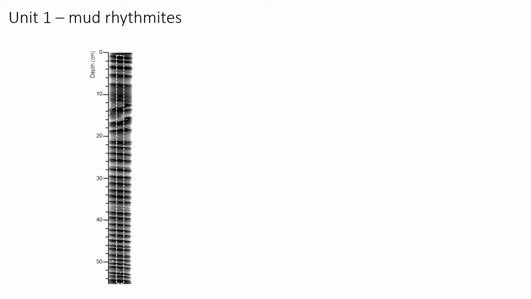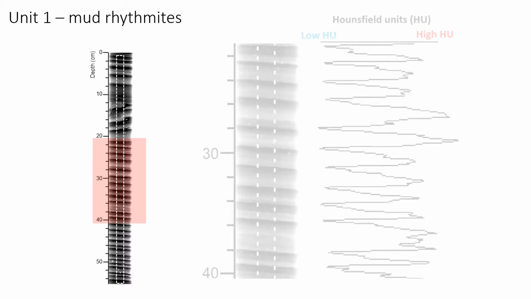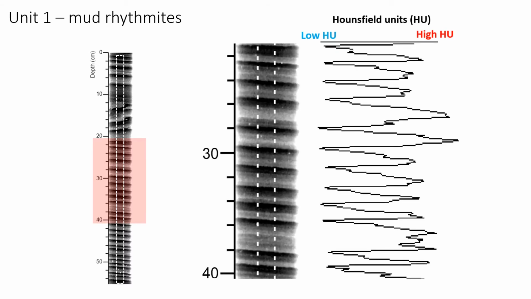And so the white dashed rectangular line indicates the area where the HU profile will be generated. And let's focus on the red box here. Let's magnify the red shaded box. So what it shows is a magnified view of the core. And again, we can see it consists of these relatively thin beds. The Hounsfield unit profile is shown here. Low HU is towards the left of the profile and high HU is towards the right of the profile.